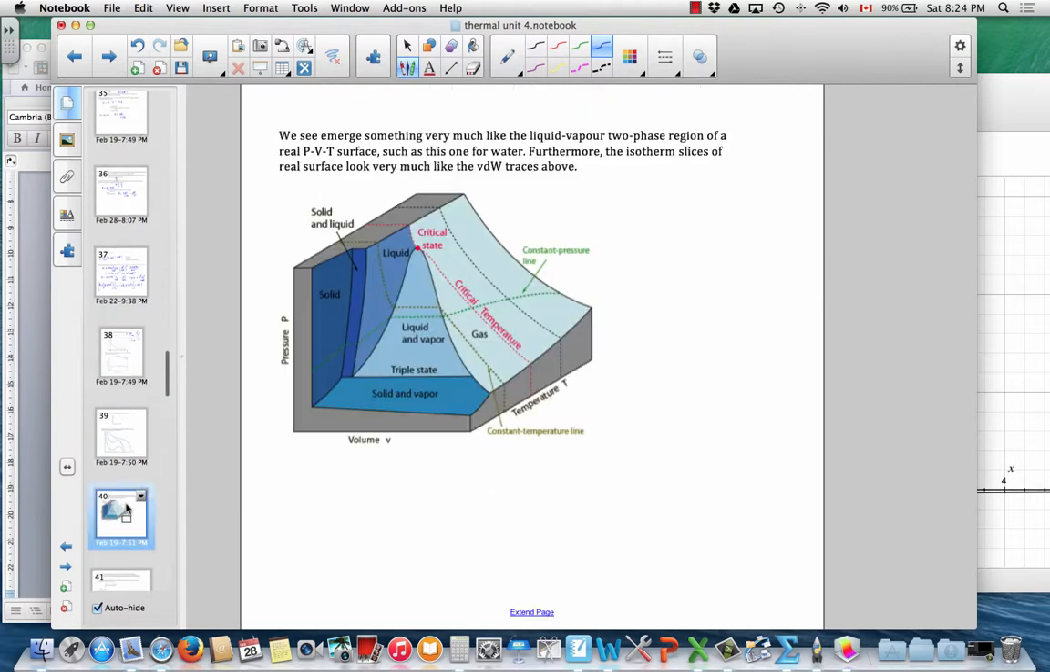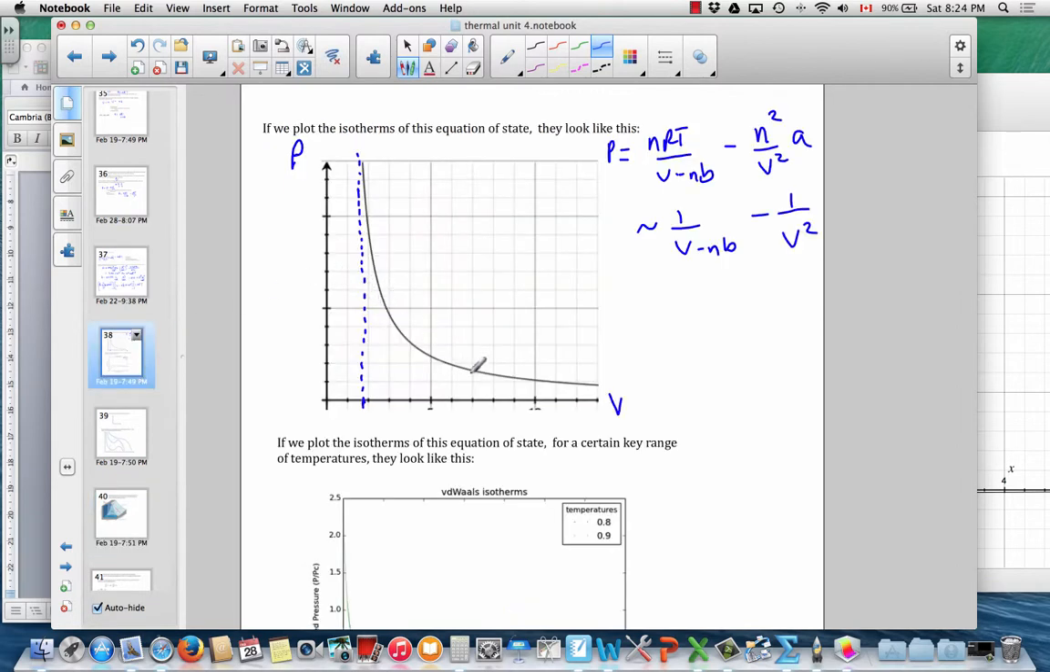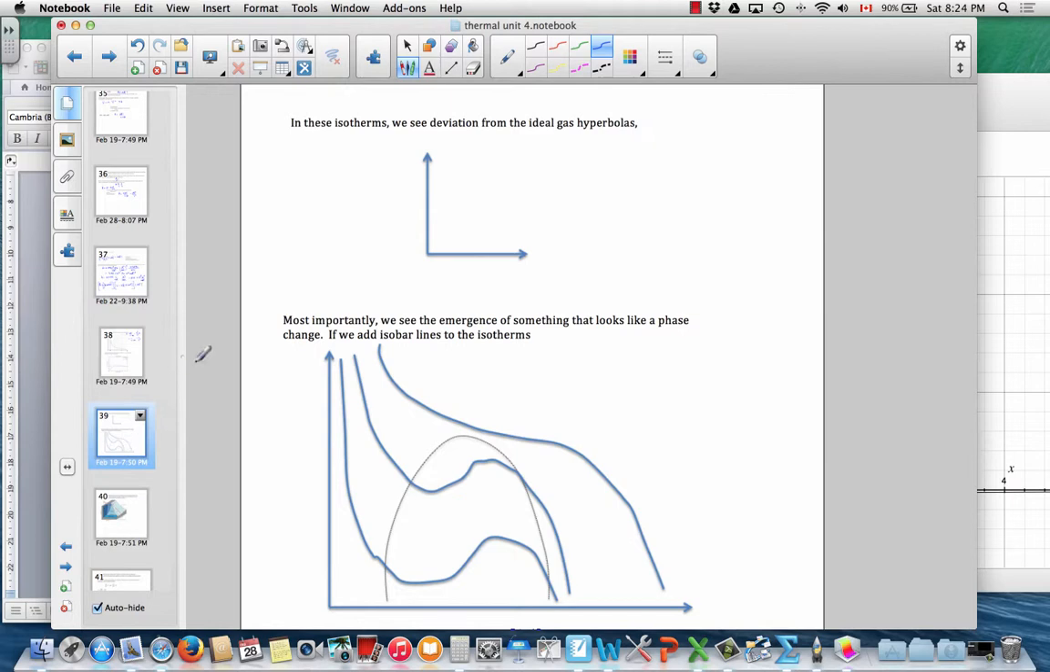So if we look at the PVT surface for water, we see that as we were climbing along an isotherm, we'd reach a certain point and then we'd undergo a phase change, and the pressure and temperature would remain constant. And then once we had changed phase, we would again get a hyperbolic-like function. So there's something going on right here that looks a lot like what we've got with our van der Waals gas. Now, that's only going to happen at a certain key range of temperatures. That makes sense because we only see that behavior on a certain part of the phase plane.